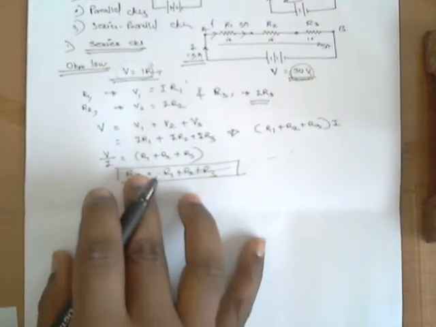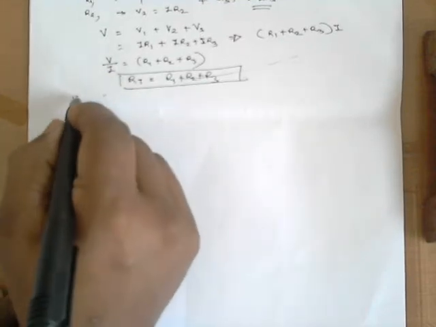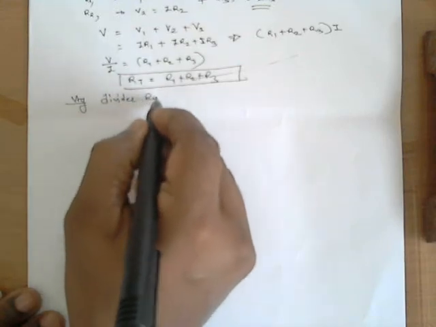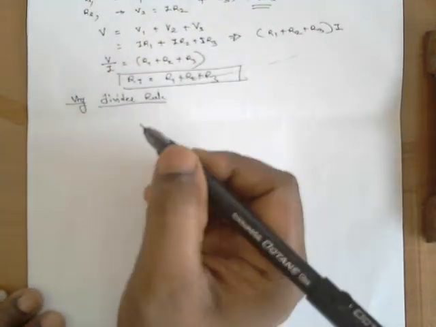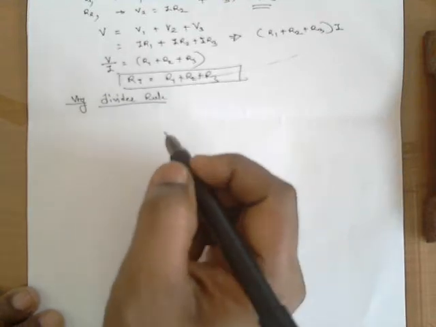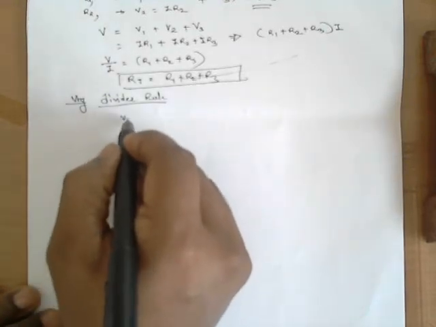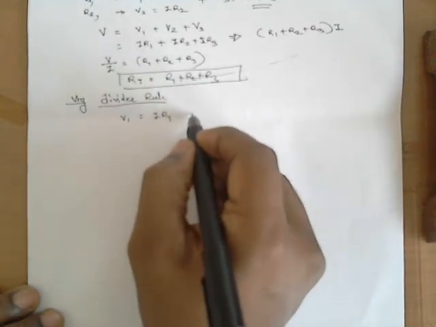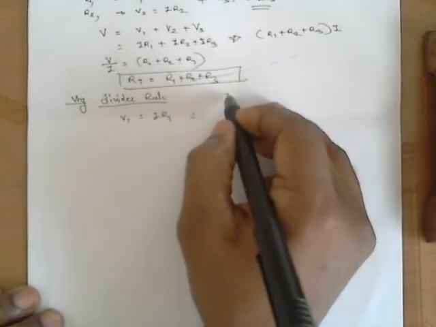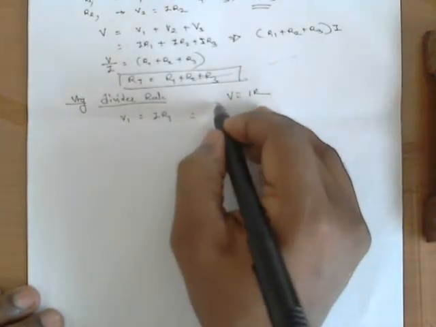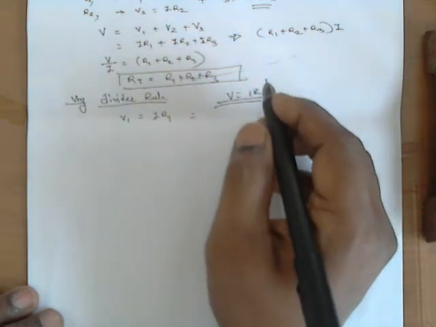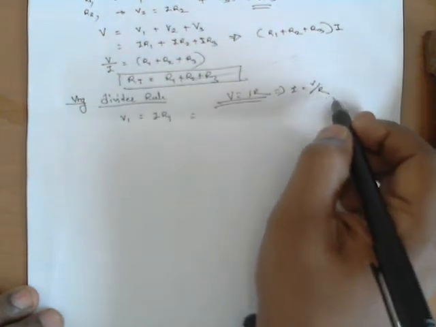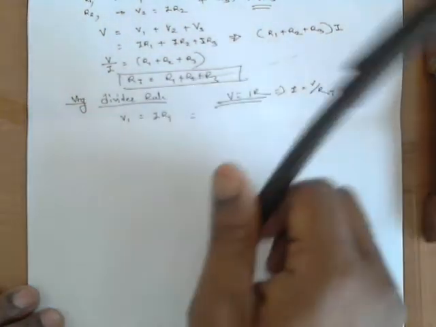Now we'll see the voltage divider rule. Many times when you solve the numericals ahead, you will need to apply this rule. So just now we saw that V1 equal to I into R1, right? But if I replace I, what is I? Ohm's law. What is Ohm's law? V equal to IR. So what is I? I is nothing but V by R, where R is the total resistance.